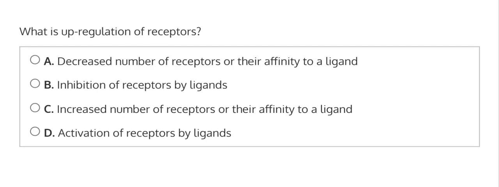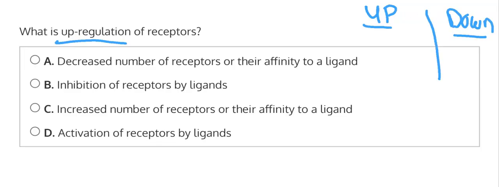What is upregulation of receptors? So just to review the different types of up and down regulation, we have our upregulation and we have our downregulation. And these are concepts that relate to homeostasis because they have to do with either an increase or a decrease in receptor sites, because we don't want too much of anything. If you have too much or too little of something, it's not good. The body will not be balanced, and we need to balance it out correctly.